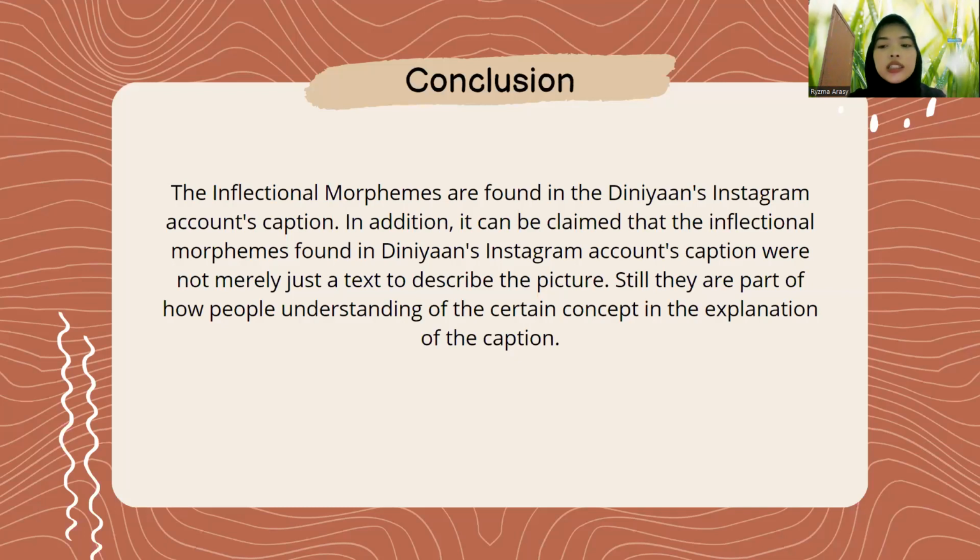So there are the findings and discussion in this article. We next go to the conclusion. The conclusion is that inflectional morphemes are found in the linear Instagram caption. In addition, it can be claimed that the inflectional morphemes found in the Instagram caption were not merely a text to describe the picture. Still, they are part of how people understand the certain concept in the explanation of the caption.